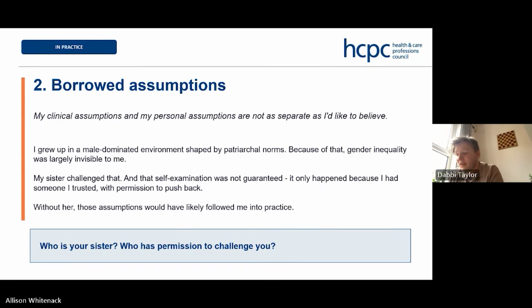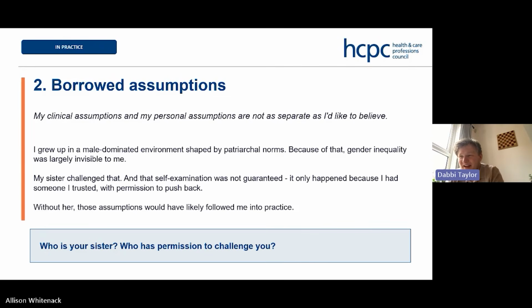And because of that, gender inequality was just largely invisible to me. And it wasn't until my younger sister, who I love and admire, started challenging me on those assumptions that I even began to examine them. And I think without her, a lot of those assumptions would have gone unexamined.